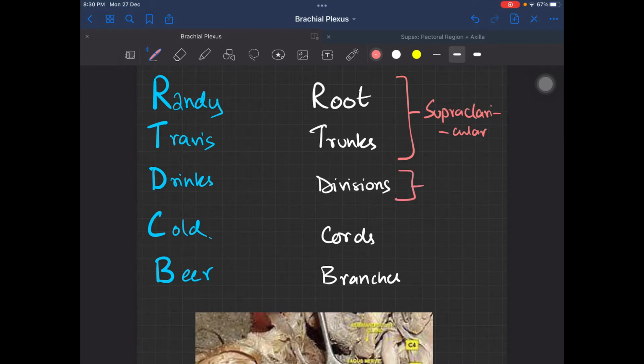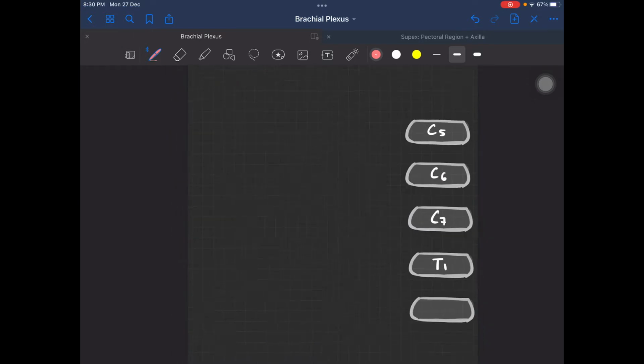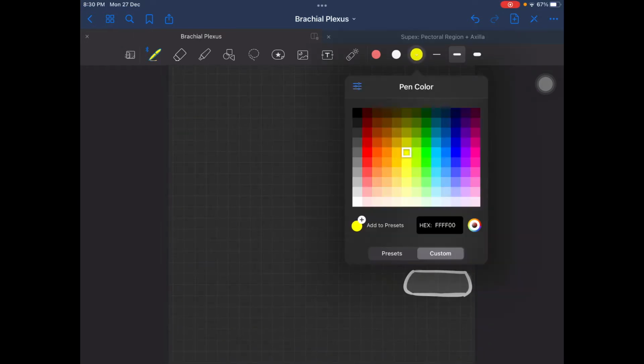The divisions are retroclavicular. That means they lie right behind the clavicle, and the cords and the branches are infraclavicular, which obviously means that they lie below the level of the clavicle. Anyway, now let's actually draw out the brachial plexus.